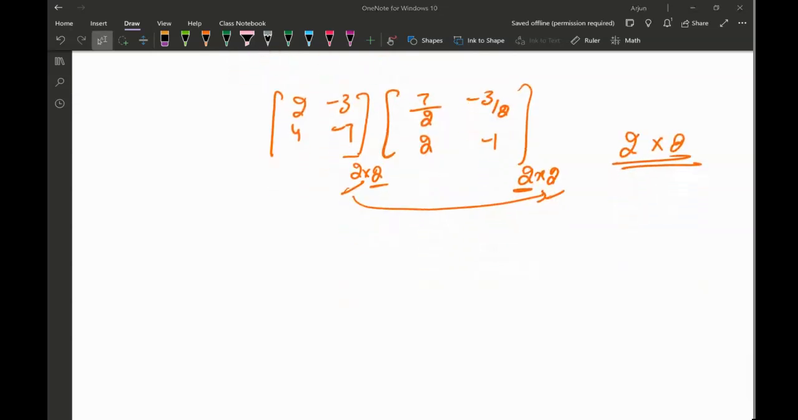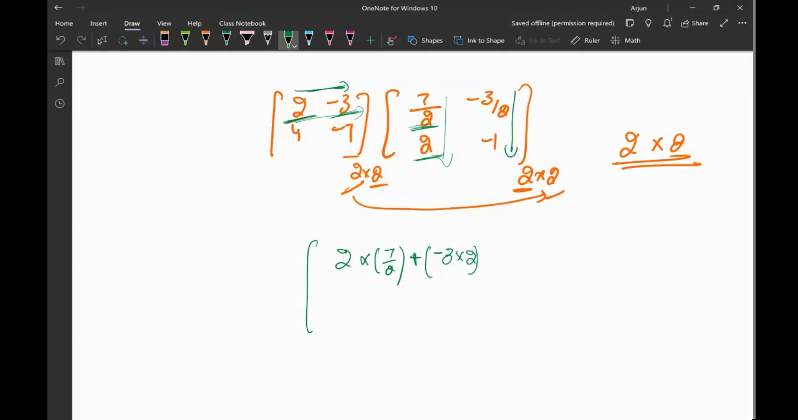Now let's see what value we're going to get. So you will multiply this 2 with this number, and this 2 with this number, and minus 3 with this number. So this goes with this, and in the same way the whole thing goes one more time with this also. So let's write it: 2 times 7 over 2, and here I'll place a plus, then minus 3 times 2, that will be a number here.